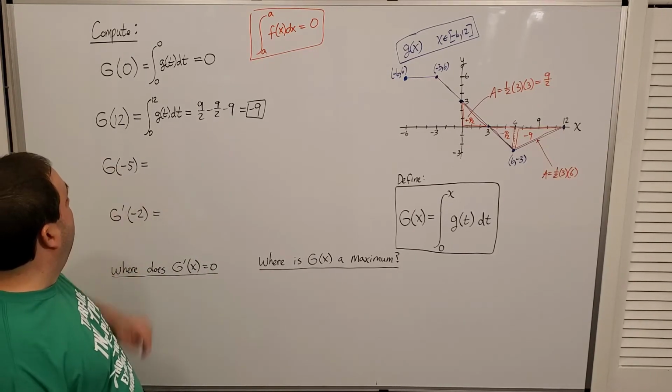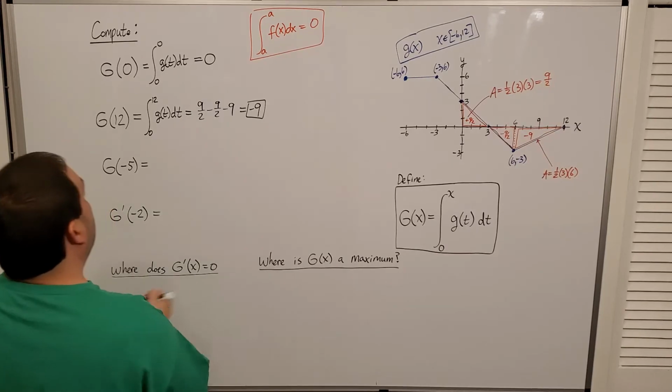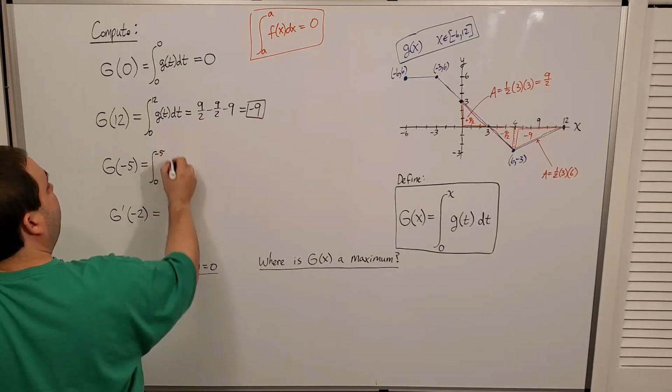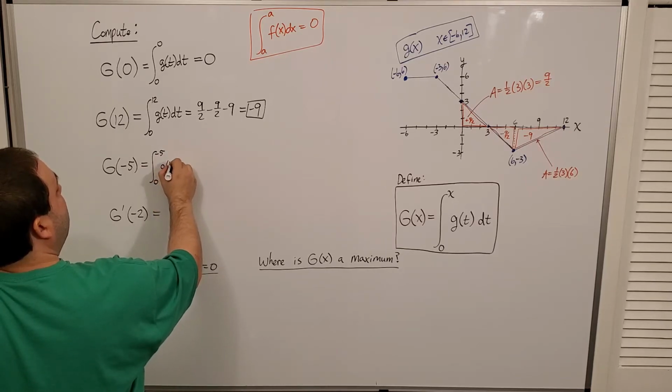What about g of negative 5? That would be the integral from 0 to negative 5 of g(t) dt.